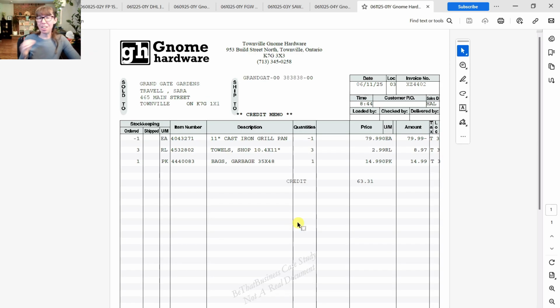So again, this is not a bill, this is a credit, but we've got a few things going on here. You can see that she has returned that cast iron grill pan for $79.99 plus tax, and at the same time she's purchased towels and garbage bags. So we want to increase supplies and we want to decrease that shareholder draw contributions account that we used when we just put in that cast iron grill purchase. Let's take a look at what that looks like.